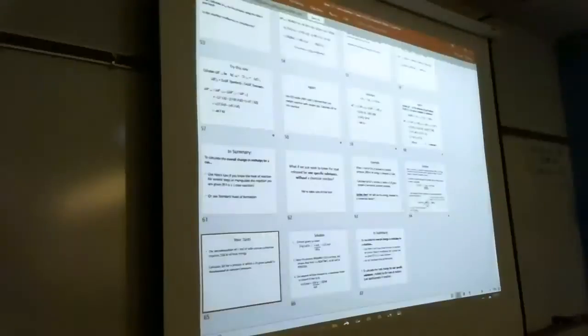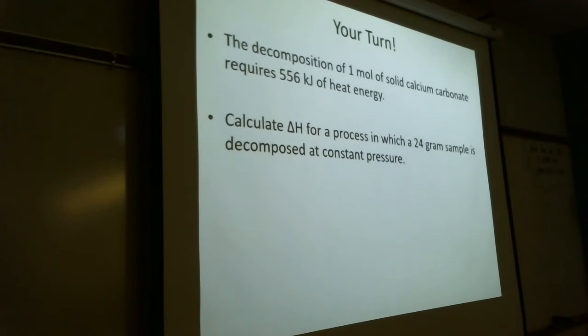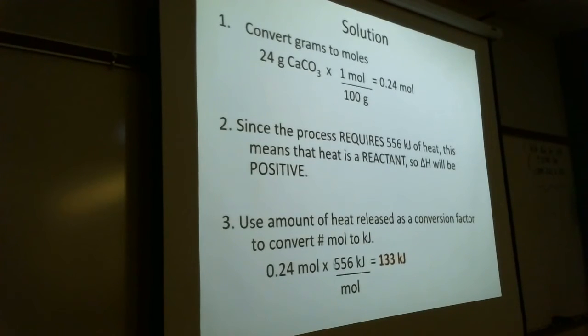Okay, last problem. Let's look at the solution here. So we know that the mass is 24 grams, we know that this process requires 556 kilojoules. So is the sign, when we do our calculation, going to be positive or negative? Positive, right. This is energy that we are requiring. That means that that's energy that needs to go in. So this is a positive value right here, right? This is positive 556. This is energy going in.